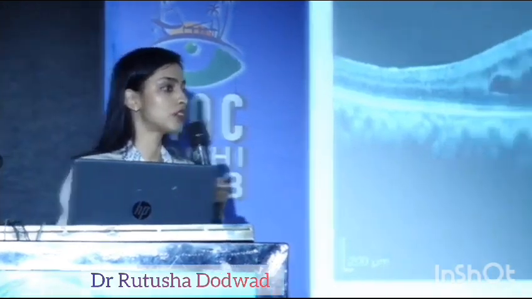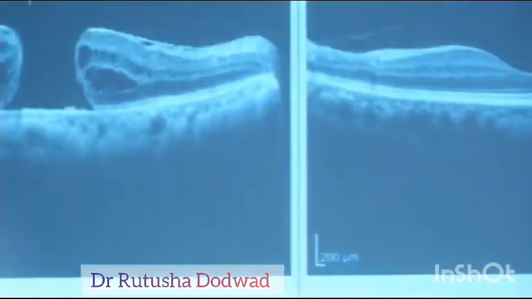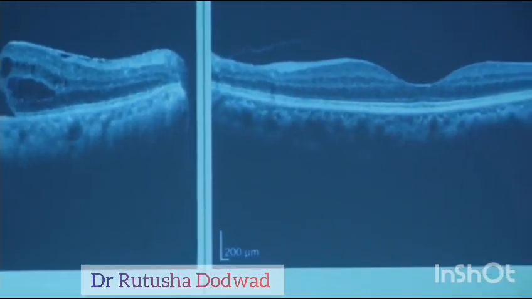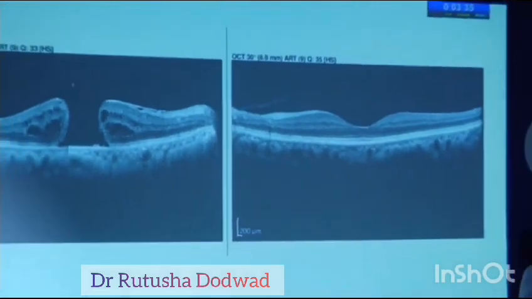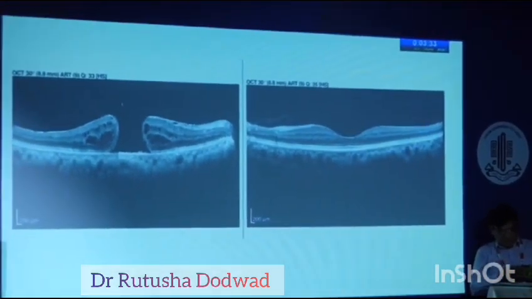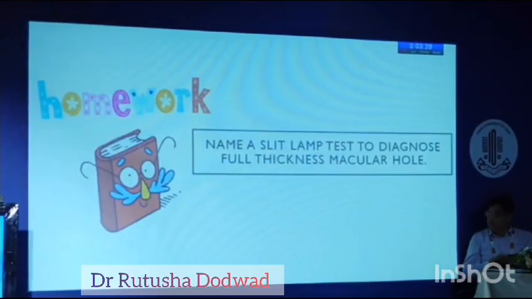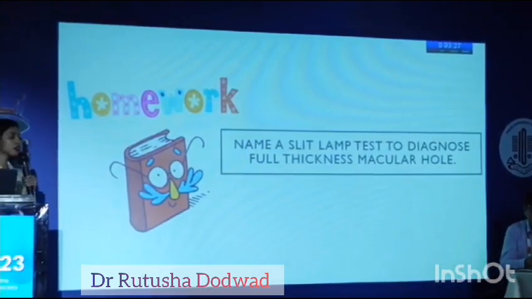What is a macular hole? Would anybody like to attempt the question here? Any students? It's a small gap in the retina at the level of the macula, and this is an OCT imaging. The second picture that we see is a normal OCT image of the normal macula. We have seen and diagnosed the macular hole on an OCT.